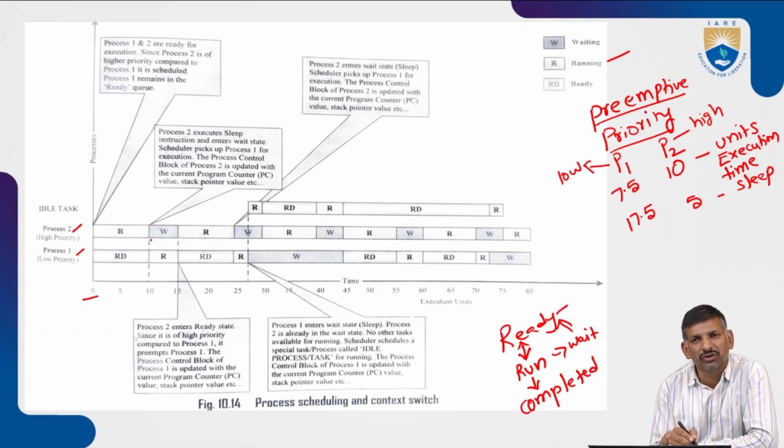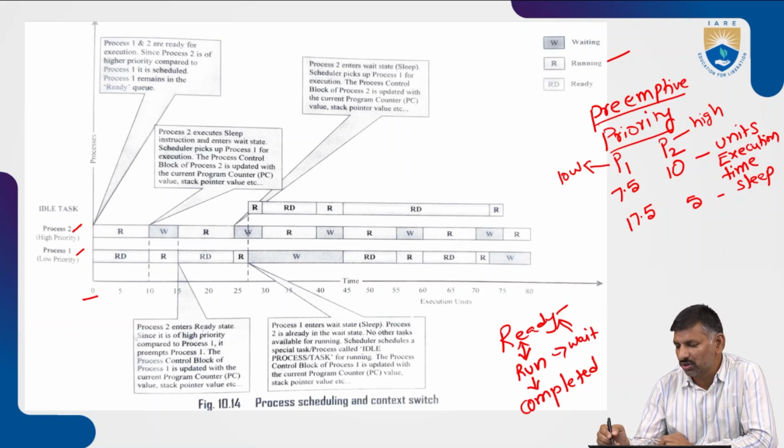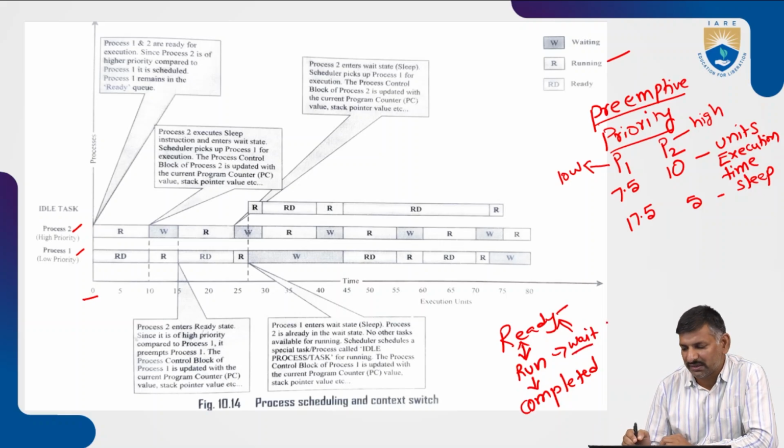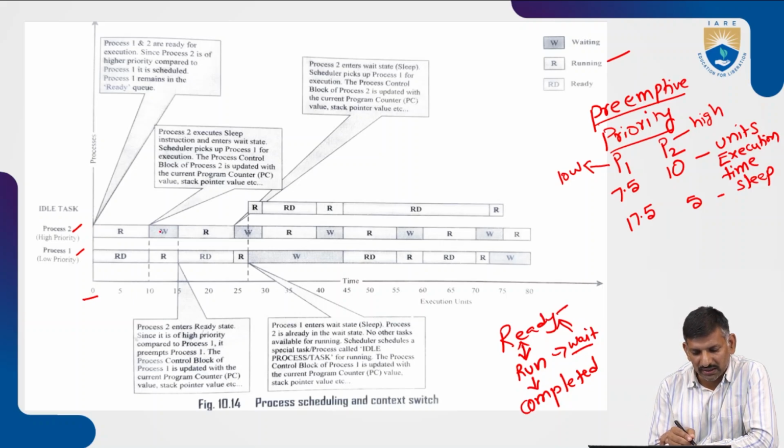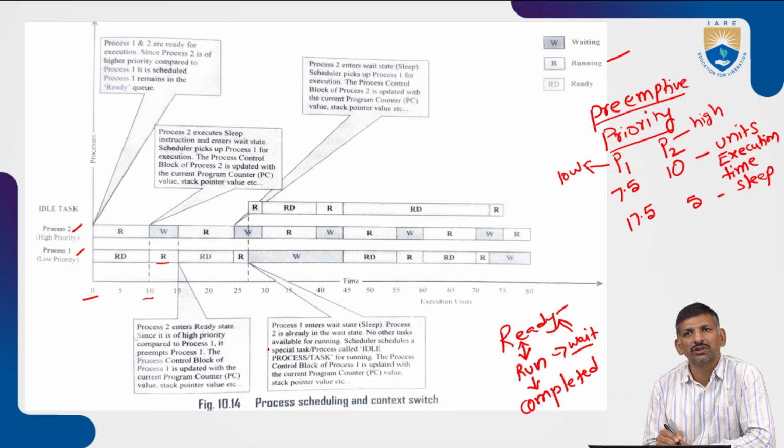After 10 milliseconds of execution, P2 goes to the waiting state. After 5 milliseconds, it enters the ready state again. At the 10th millisecond, the scheduler again checks the ready state to see which processes are available. The available process is P1, so P1 is scheduled for execution and goes to the running state.